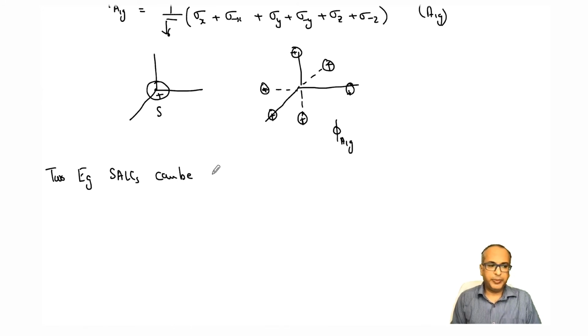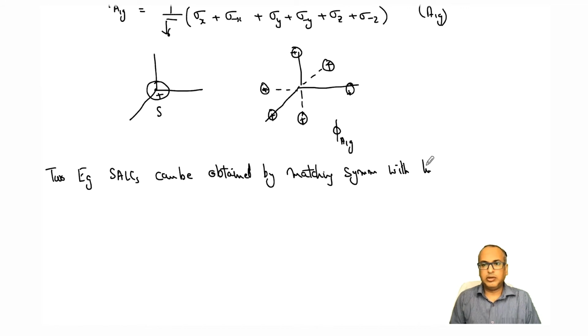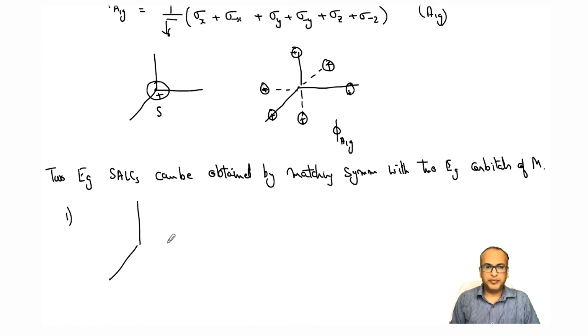Two EG SALCs can be obtained by matching symmetry with two EG orbitals of M. M is the central metal. So let us see the first one. The first one here is dz square. This is positive, positive and negative over here.